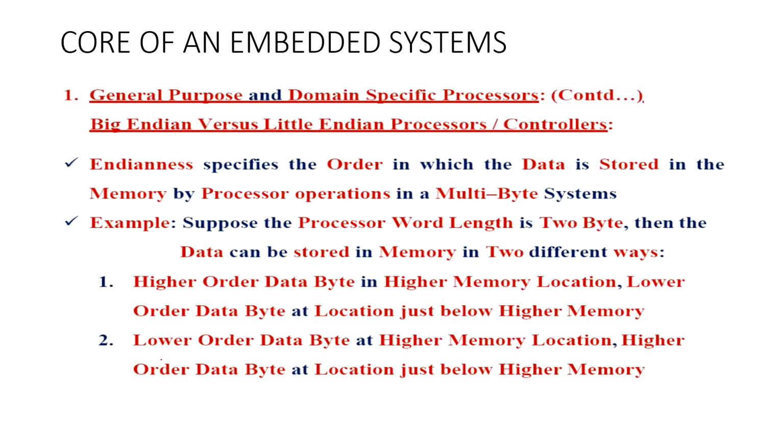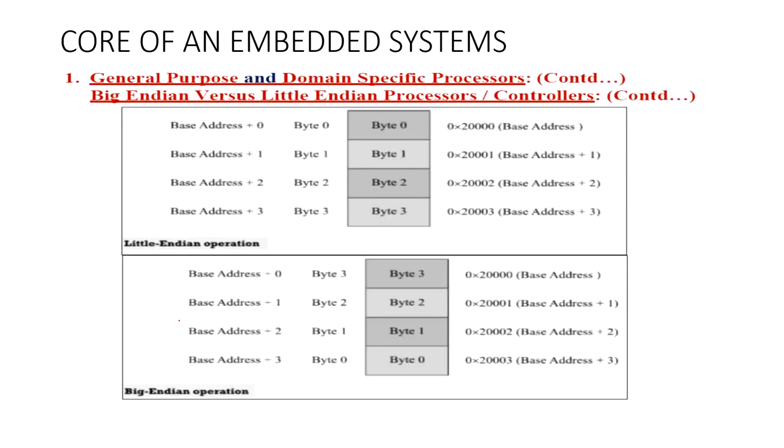Then we are having endianness. What do you mean by endianness? It is nothing but the order in which the data is stored in the memory. So we are having the higher order data bit. Then over here we are having little endian and big endian.